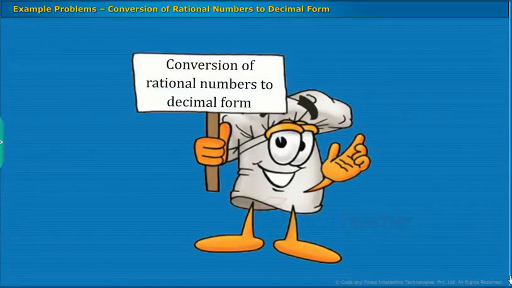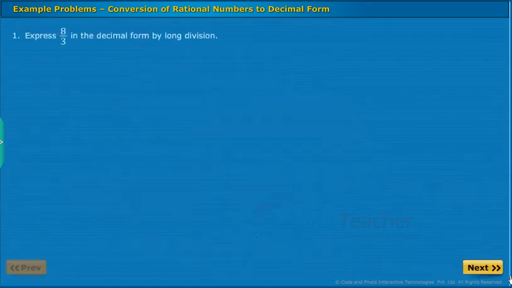Let us solve some example problems on converting rational numbers to decimal form. Express 8 by 3 in the decimal form by long division. Solution: by dividing 8 with 3, we get as follows.